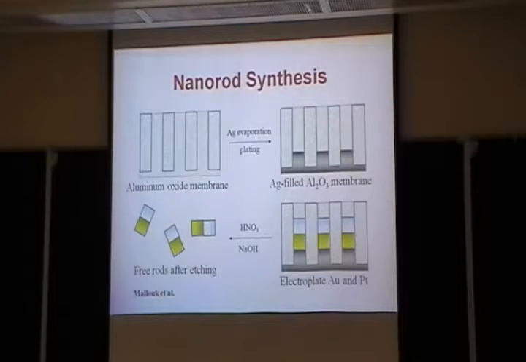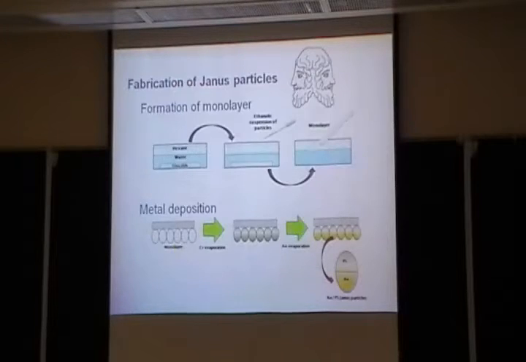So this is how you make striped rods. You can have multi-metallic striped rods. I showed you the gold platinum one, but you can make many different striped rods. The other kind of asymmetrical particles that you can have are the Janus particles.